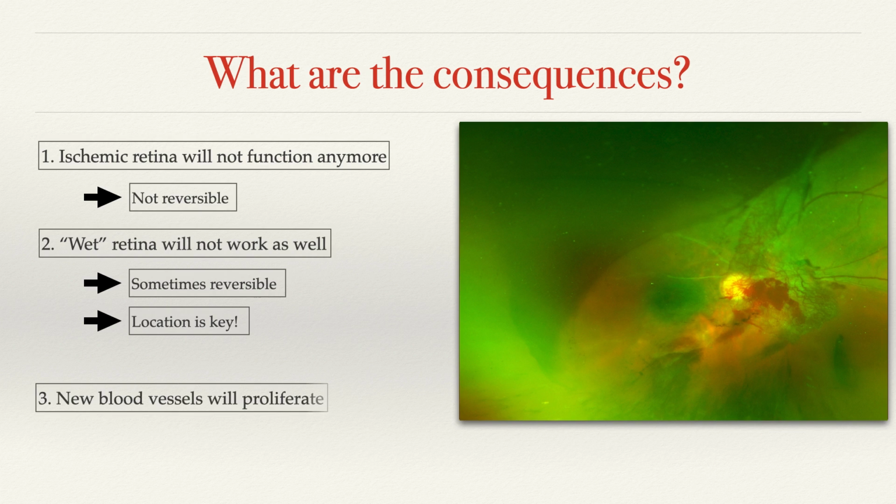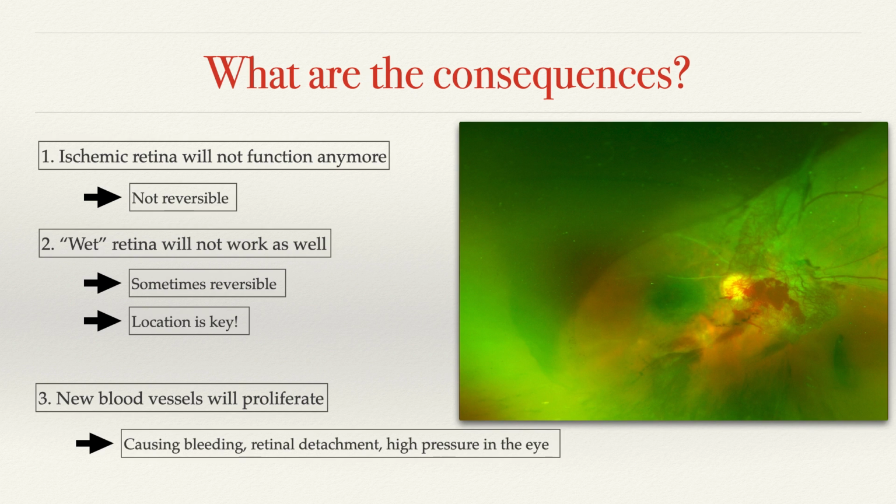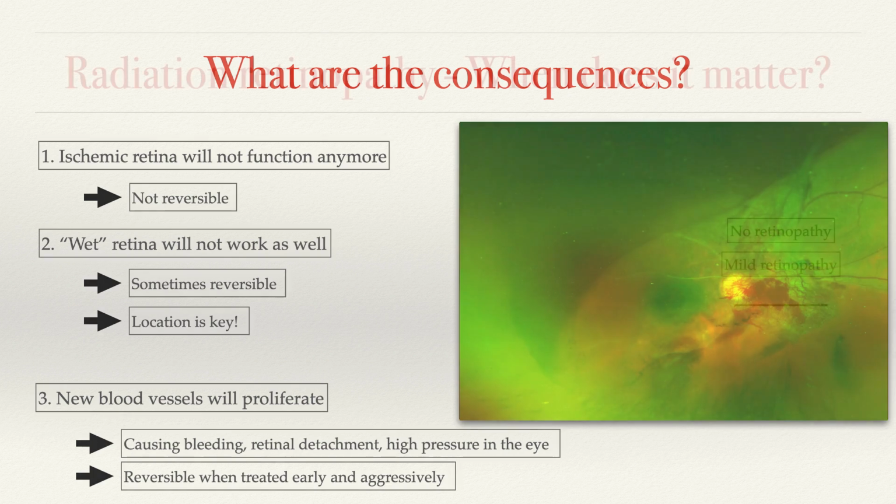So what happens if you get new blood vessels? Now, that can cause all sorts of problems. You can see they're bleeding already into the eye, not only in front of the disc, but also in the vitreous, and the whole eye is filled with blood, and they can cause a retinal detachment and a high pressure in the eye. If that happens, urgent treatment is required. It is reversible, but only in a short period of time. You need to get into the treatment very quickly with laser and with surgery, otherwise the eye is lost.